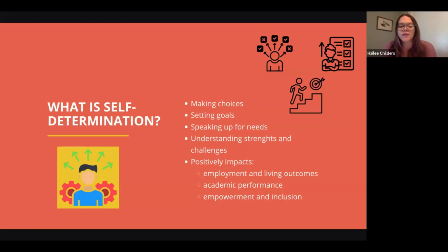So what is self-determination? This involves making choices, setting goals, speaking up for needs, understanding strengths and challenges, and it positively impacts employment and living outcomes, academic performance, and empowerment and inclusion. So, self-determination in a nutshell is really a person making determinations for themselves, choices, and taking actions to kind of achieve the things that they want, right? And advocating for themselves. And ultimately has a lot of positive benefits for students and into adulthood.